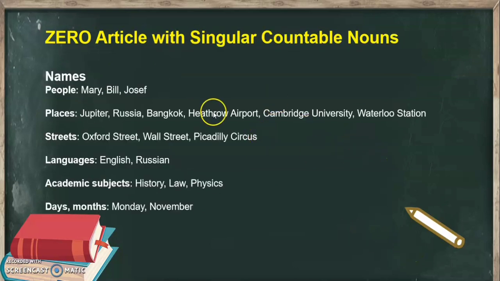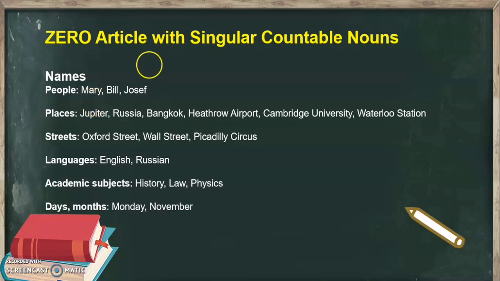We also have zero articles for singular countable nouns. Okay. Singular countable nouns, ones that can be counted. For example, names. We can use zero article for the names of people, places, streets, languages, academic subjects, days and months. So for people, we don't say the Mary, the Bill, the Joseph. In other languages, they do that, but in English, we don't.